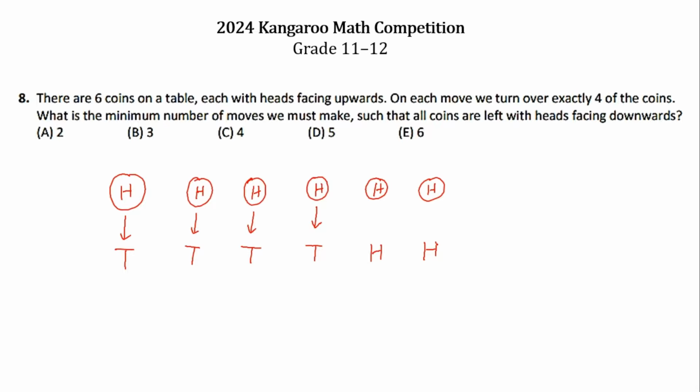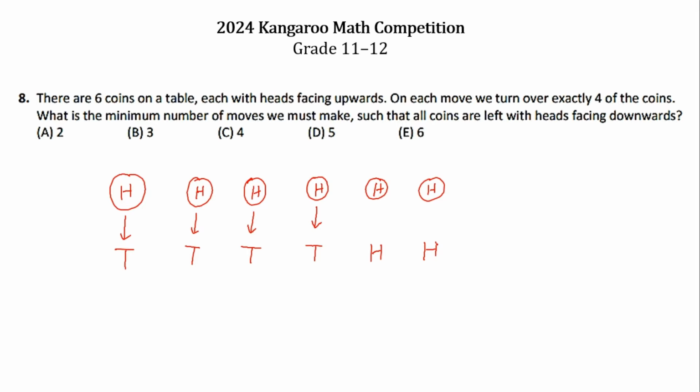Alright. Now, we can choose the last 4 coins to flip. However, the result would be tail, tail, head, head, tail, tail. So we come up with the same result as the first move, right?